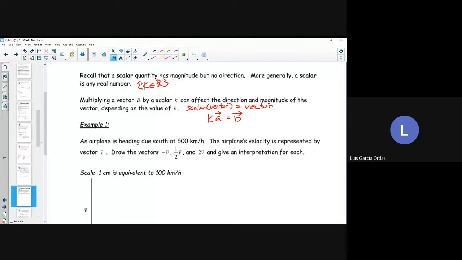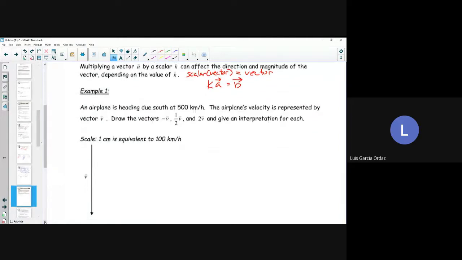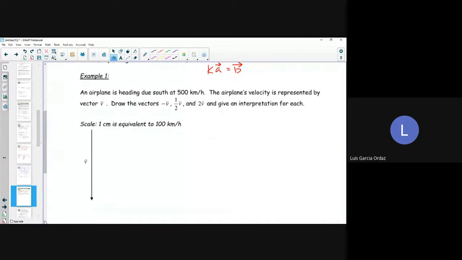An airplane is heading due south at 500 kilometers per hour. The airplane's velocity is represented by vector v. We want to draw the vectors negative v, 1/2 v, and 2v, and give an interpretation for each one.